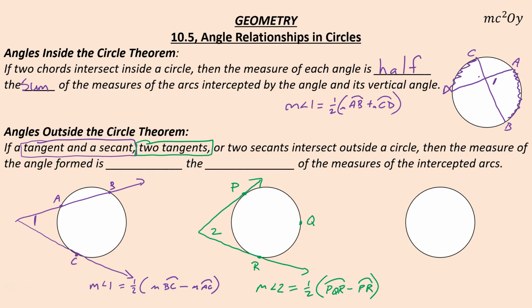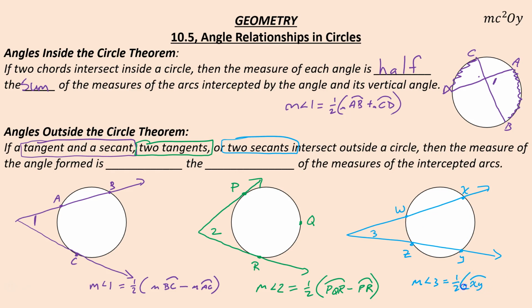Okay. And then we have the last scenario where we have two secants. A lot easier to draw than our tangents. We'll call that one angle 3 this time. Let's label this W. We'll label this X. And then Y and Z. Okay. So measure of angle 3 this time will equal 1/2, and we're still subtracting arc XY, measure of arc XY minus the measure of arc WZ.